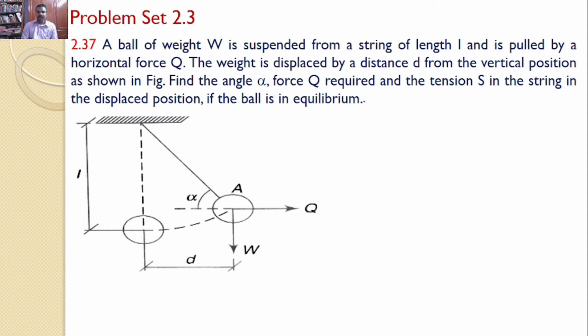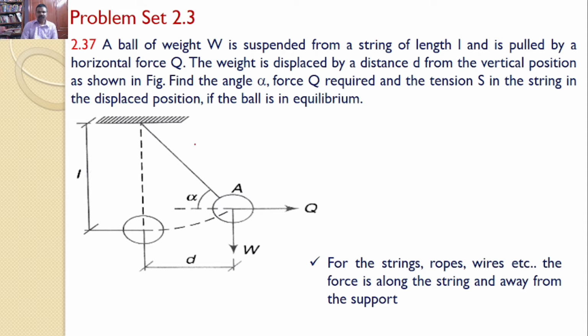ball is in equilibrium. That means weight W is attached in the string like this. The ball is pulled towards right side with a force Q. This is the position of the displaced position. The string makes an angle alpha with the horizontal like this, and this horizontal distance is d. Now our interest is to find the value of alpha, Q and the tension in the string in the displaced position to maintain the equilibrium.